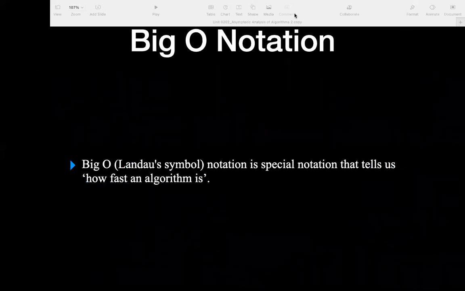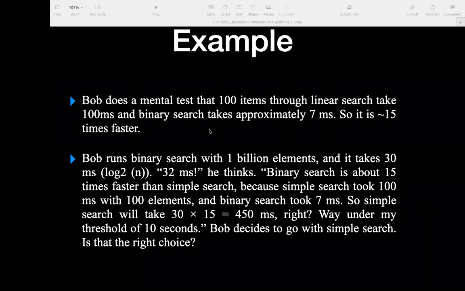All right. So here is an example, and then there will be a question which you should try to answer, and then we will obviously find out the answer ourselves also. So Bob is a guy who does a mental test that 100 items through linear search takes 100 milliseconds, right? Sorry, 7 milliseconds. It takes 7 milliseconds with binary search. And obviously for regular linear search, how much time is it going to take?